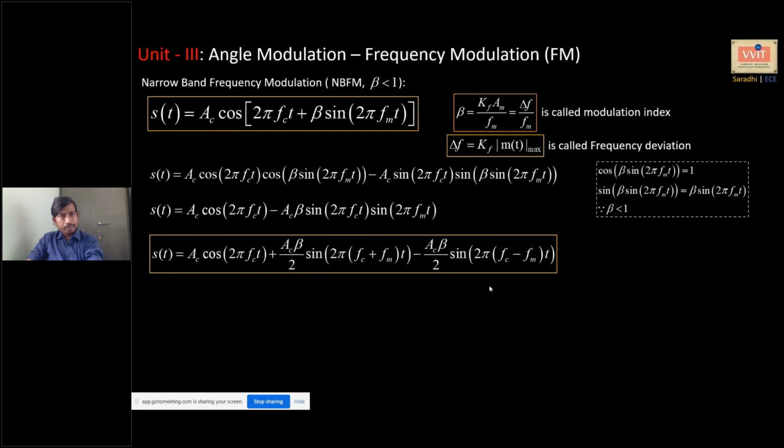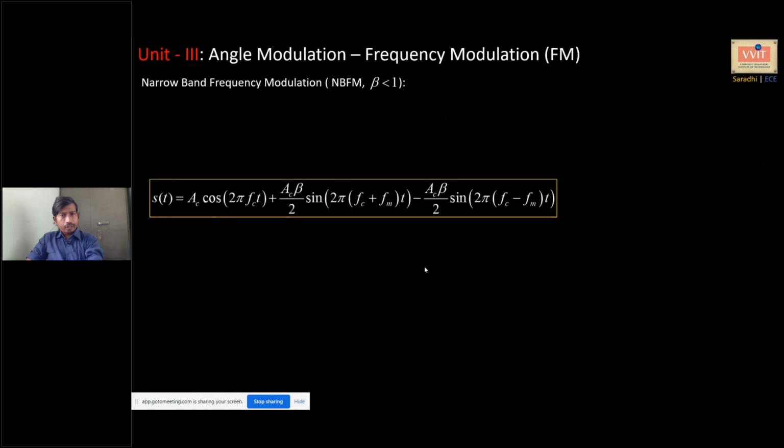Now this is the narrowband FM equation. We call this the narrowband FM equation, where it has three terms: the carrier term, the fc plus fm term, and the fc minus fm term. This looks exactly like the AM equation. The only difference is we have a negative sign instead of a positive sign at the fc minus fm term, right?